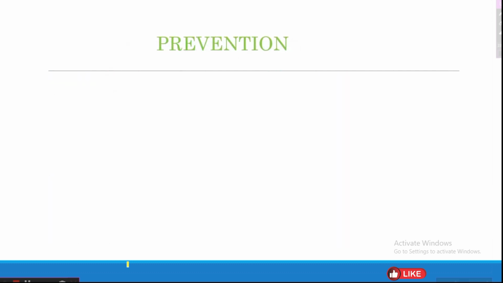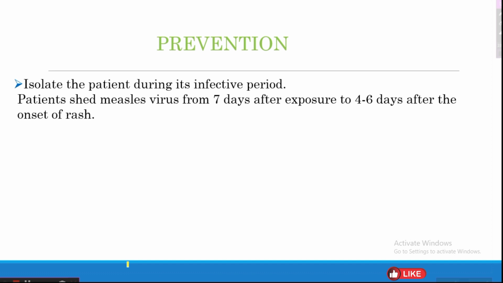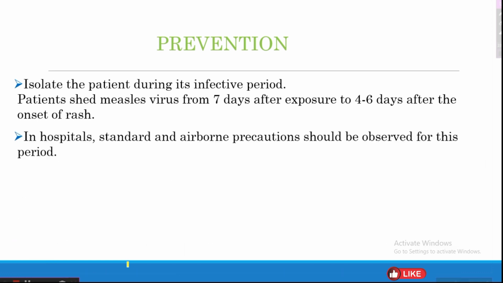And then how do we prevent the spread of this infection? You have to isolate the patient during the infective period because it's highly contagious. Patients shed measles virus from day 7 after the exposure to around 4 to 6 days after the onset of the rash. Therefore, in the hospital setting, standard and airborne precautions should be observed for this period.